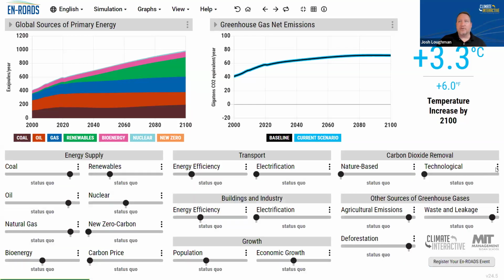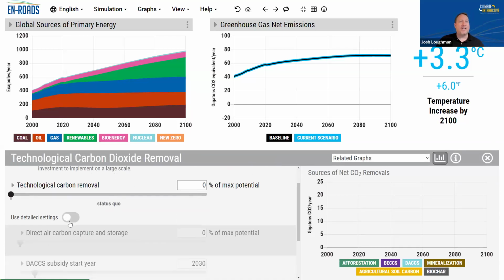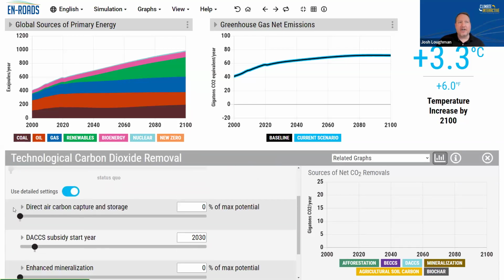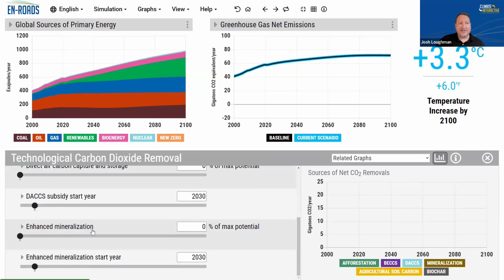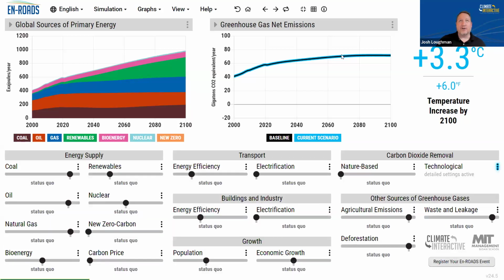Technological carbon removal used to include biochar and ag soil carbon. Now it is direct air capture, it is enhanced mineralization, and that's it. Those are the two that are now part of what we're calling technological carbon removal. A lot of debate there on where these things belong, and of course, anytime you bucket stuff that's in a Venn diagram, you could always look at it a different way.